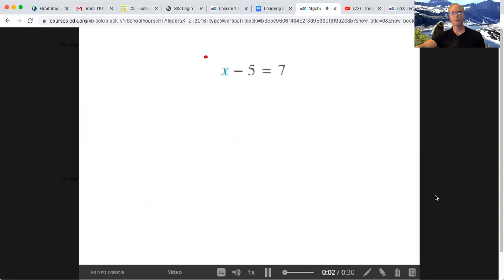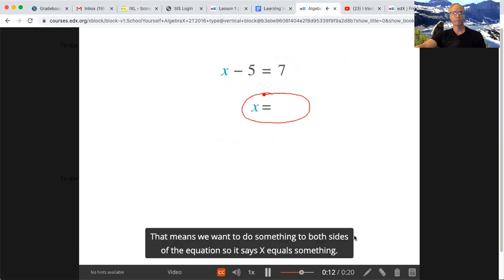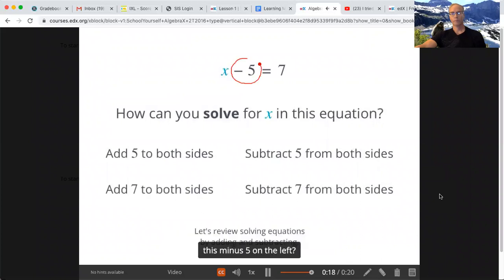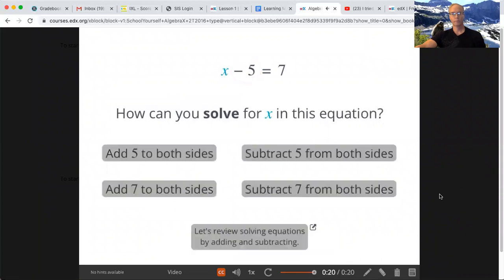Let's look at the equation x minus 5 equals 7. Suppose we want to solve for x. That means we want to do something to both sides of the equation, so it says x equals something. So what can you do to both sides of this equation to solve for x and get rid of this minus 5 on the left?